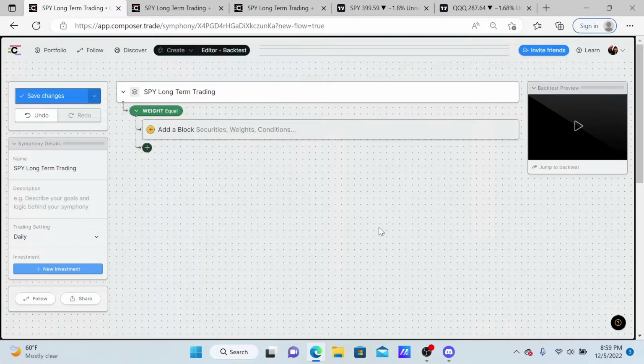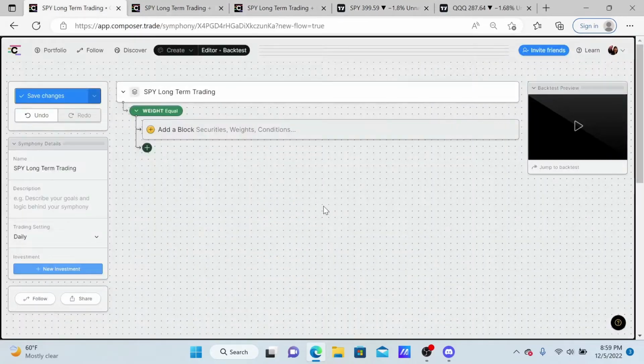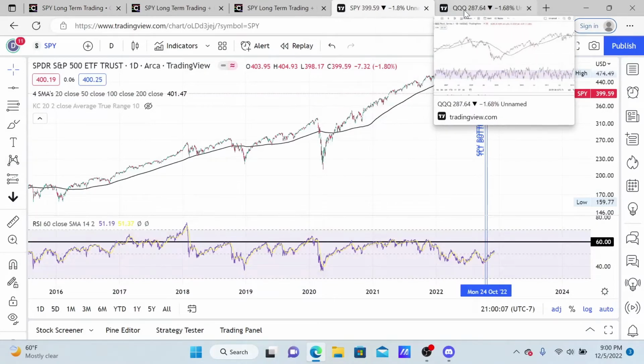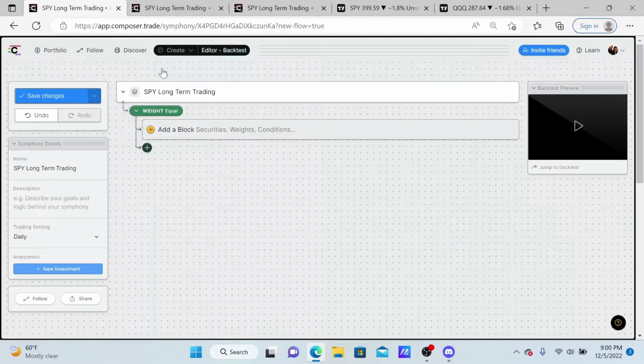This video is going to be specifically focused on how I use TradingView in conjunction with Composer to build simple symphonies and also a little bit more complicated symphonies. So I'm going to run through 3 ways that I use TradingView to build strategies in Composer.